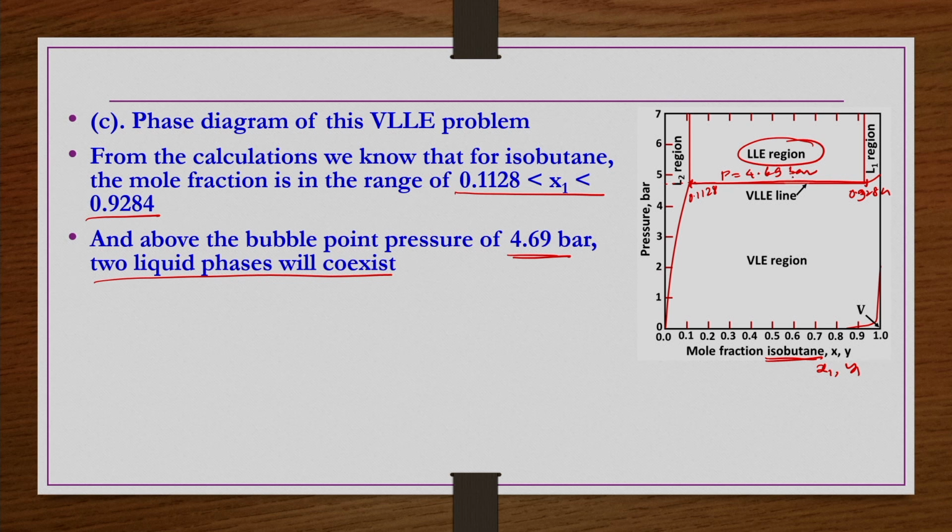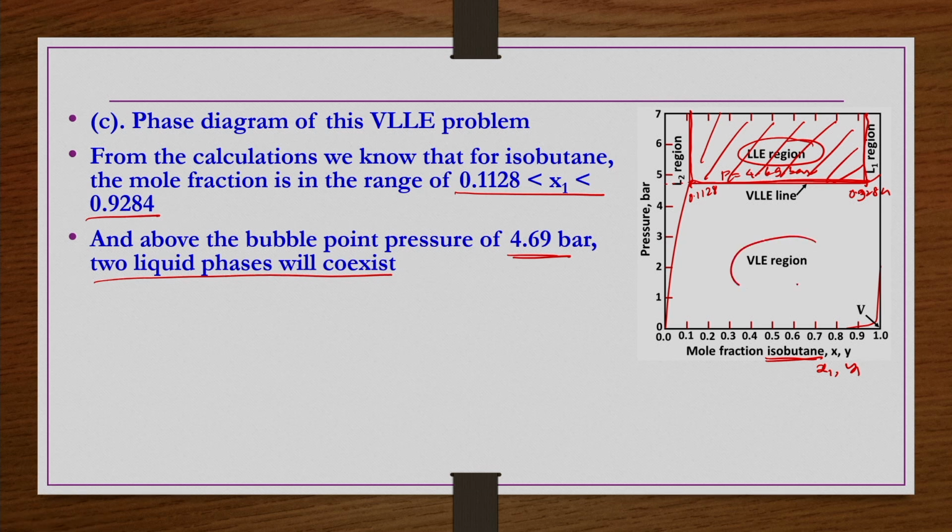So, above this pressure the LLE region would be there. So, draw a line from here at mole fraction 0.1128 and then 0.9284 here, and then along this tie line at constant pressure, this region will be having only the LLE region.